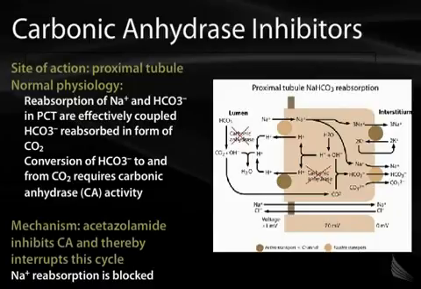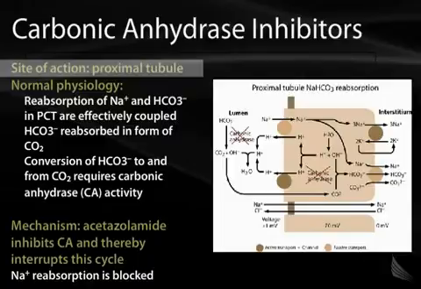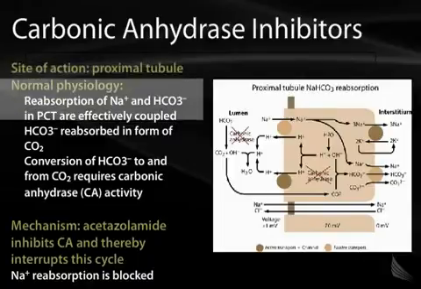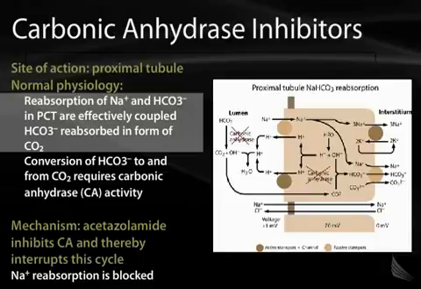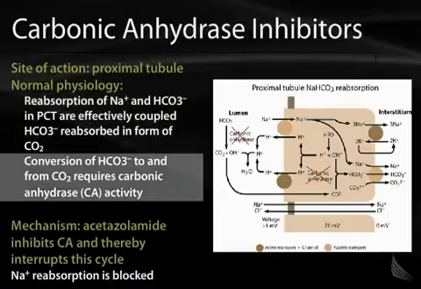First, the carbonic anhydrase inhibitors. Carbonic anhydrase inhibitors work on the proximal tubule. As we talked about before, reabsorption of sodium and bicarbonate in the proximal tubule are coupled. Bicarbonate is reabsorbed in the form of carbon dioxide. The conversion of bicarb to and from carbon dioxide requires carbonic anhydrase activity. Thus, if carbonic anhydrase activity is impaired, bicarbonate reabsorption is also impaired. Let's walk through this in more detail.